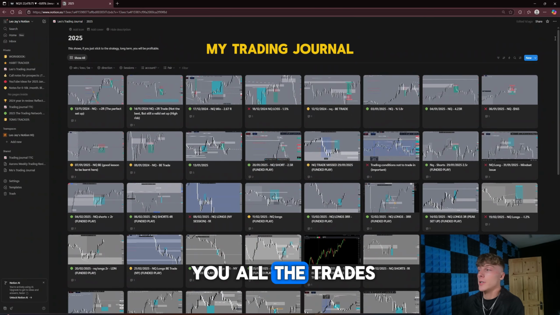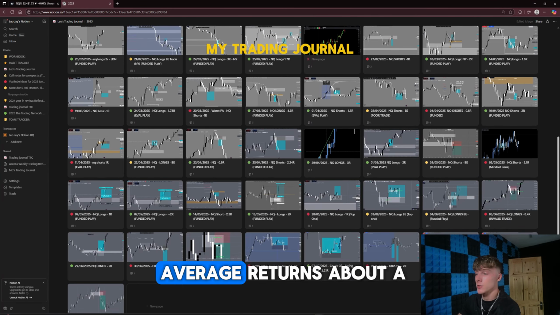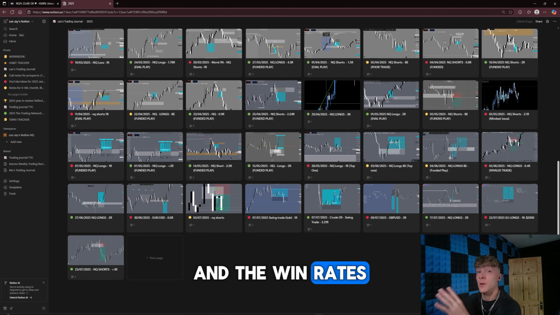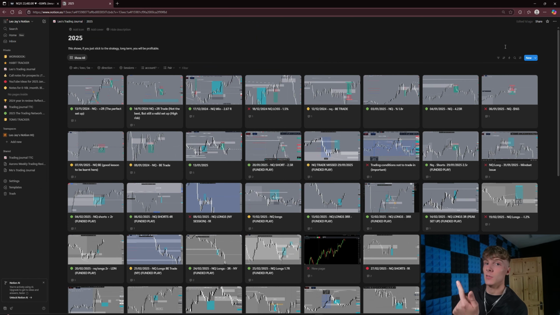And just to show you all the trades that I've taken over the course of this year, you can see the average returns about 2.5R and the win rate's very high. I have more break evens than losses and I have more wins than losses.